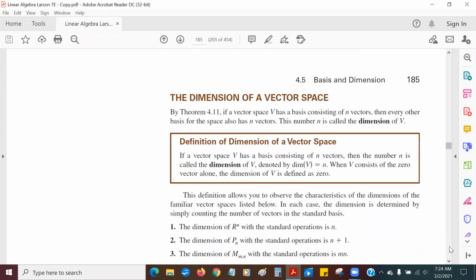Now we can finally define the dimension of a vector space. And I think I'm going to make a separate video on this. So we're going to make that part 3.